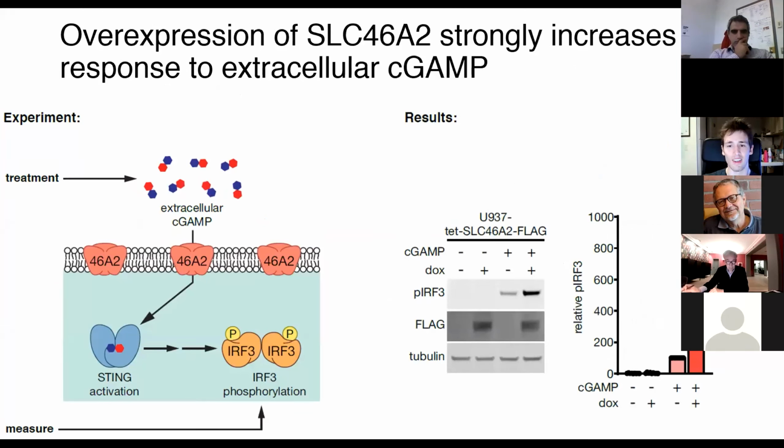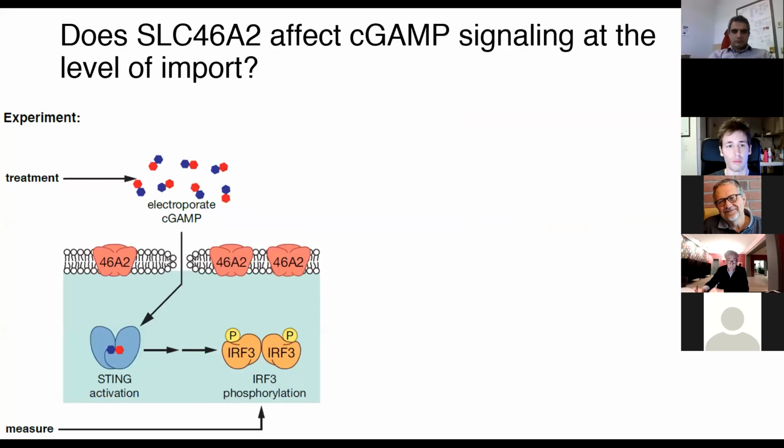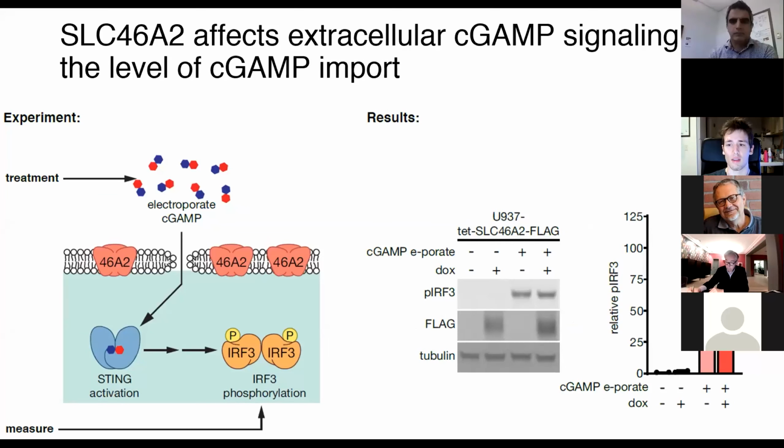And I was very encouraged by this, and I saw a very, very strong increase in IRF3 phosphorylation when SLC46A2 is overexpressed. Furthermore, when I looked at whether SLC46A2 had any effect on electroporated cGAMP, I found that SLC46A2 overexpression does not affect the response to electroporated cGAMP, indicating that 46A2 is affecting cGAMP signaling at the level of cGAMP import, indicating that it's a cGAMP transporter.